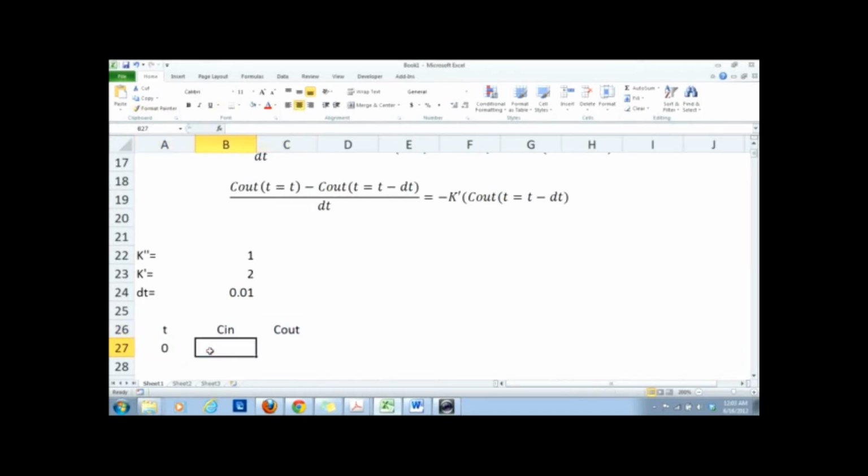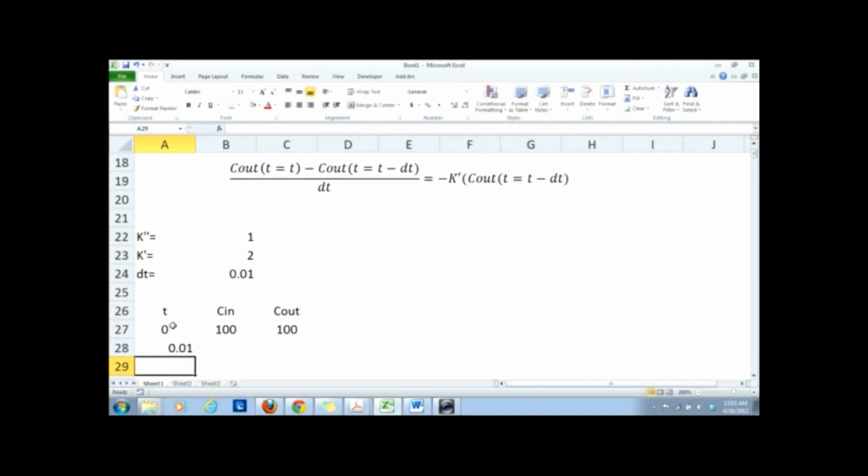Now C in, let's assume the initial concentration is 100 in the first chamber and 100 in the outside chamber. And now after time dt, the time will be t plus dt. Because dt is constant, I need to put a dollar sign with this number, so that it ensures dt is not changing if I grab this series down.